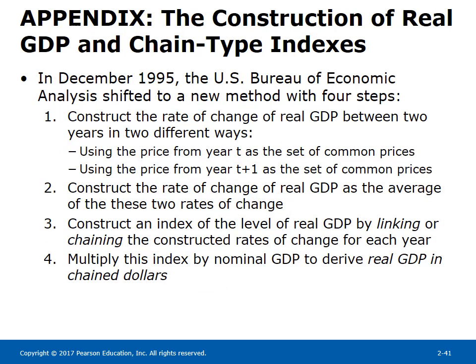In December 1995, the U.S. Bureau of Economic Analysis shifted to a new method with 4 steps. 1. Construct the rate of change of real GDP between 2 years in 2 different ways, using the prices from year T as a set of common prices, and using the prices from year T plus 1 as the set of common prices. 2. Construct the rate of change of real GDP as the average of these 2 rates of change. 3. Construct an index of the level of real GDP by linking or chaining the constructed rates of change for each year. 4. Multiply this index by nominal GDP to derive real GDP in chained dollars.